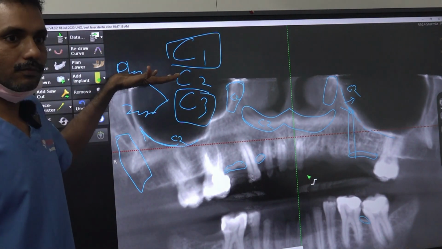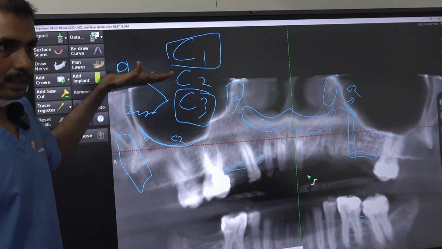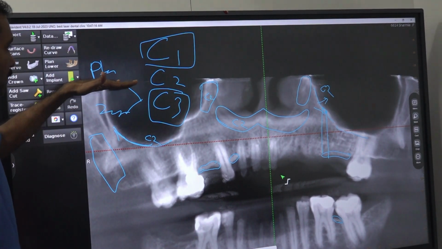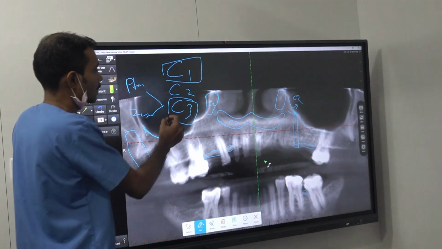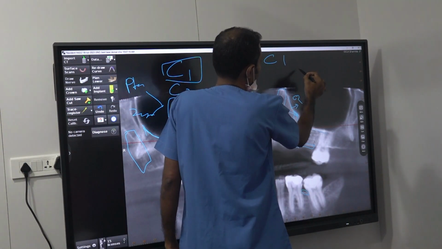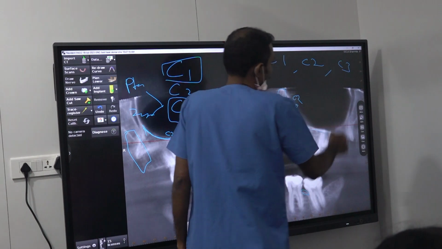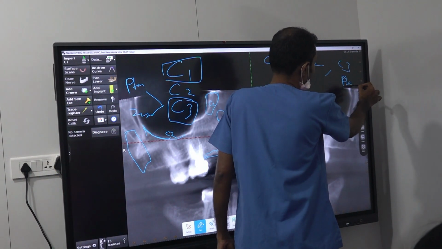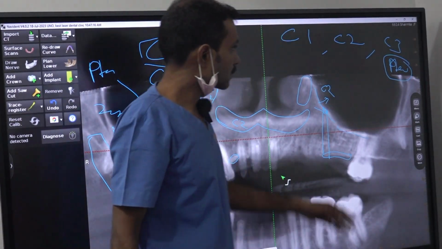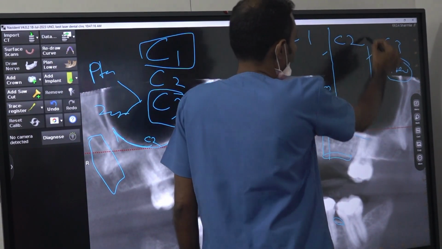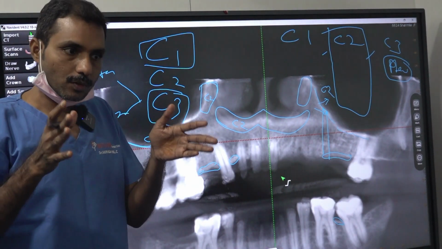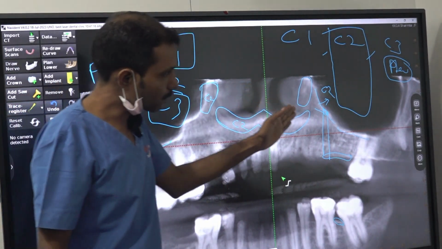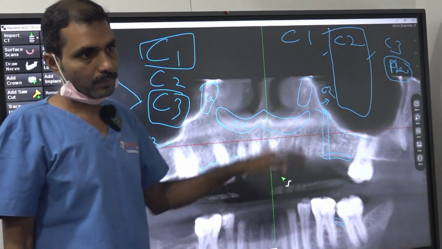Out of this, pterygoid we should know. Zygoma, leave it for now. As of now, pterygoid is important. So out of C1, C2 and C3, in C3 only pterygoid we are taking. We are leaving the zygoma now. C2 we should know because this is the area we are playing. Even if you are placing a conventional implant, you should know. Nowadays, conventional implant is also going till C2.